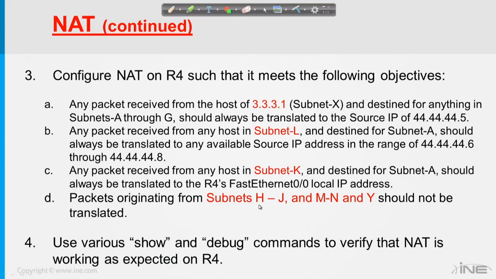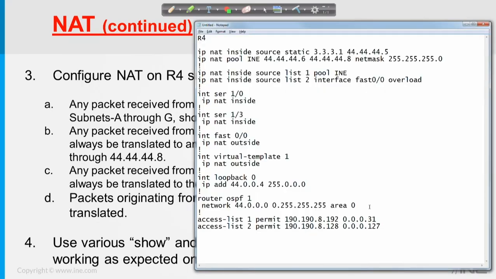Packets originating from subnets H through J, M, N, and Y should not be translated. Yep, they will not be, because right now packets sourced from any of those subnets will not match any of these access lists. They will not match my static NAT, and so they will be let through unchanged.